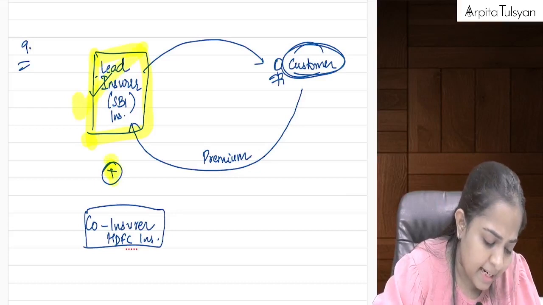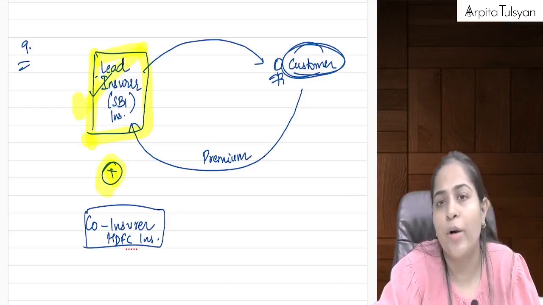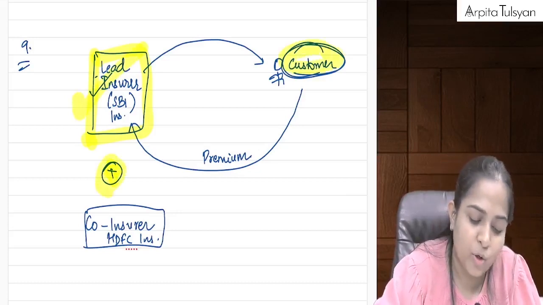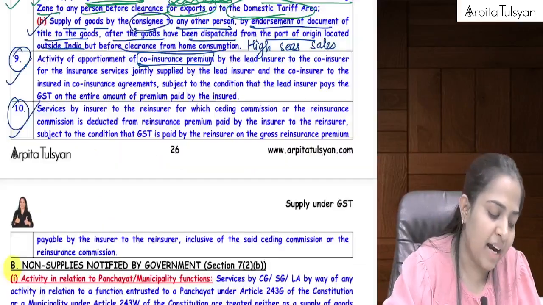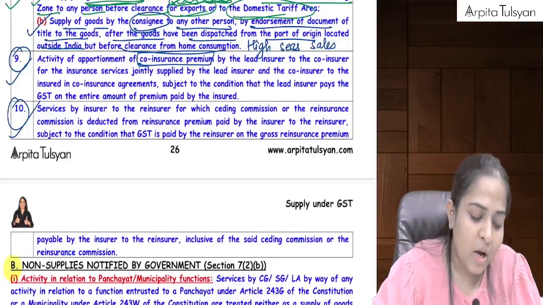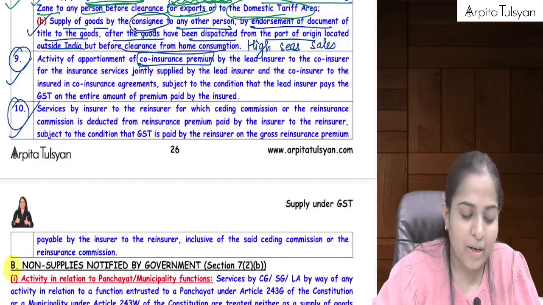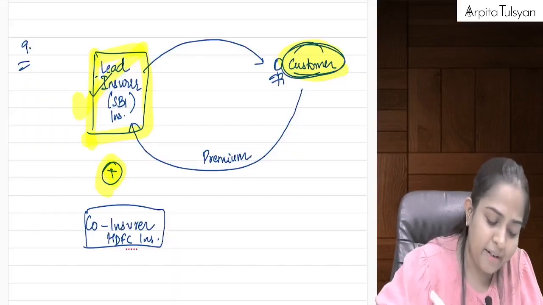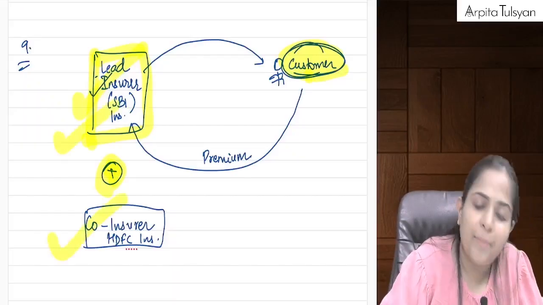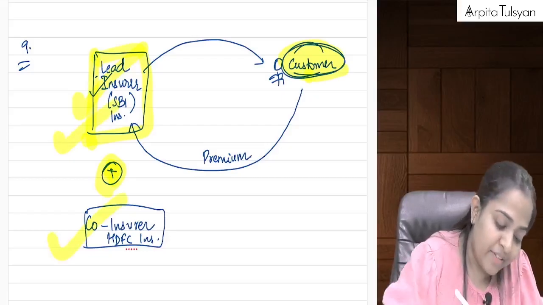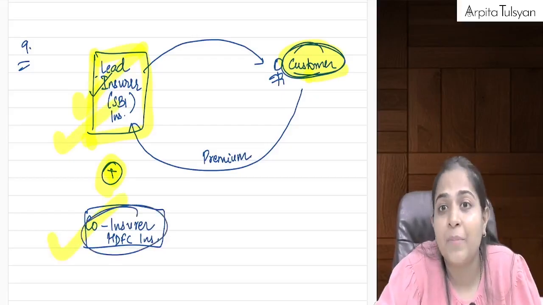Okay, and then there is another insurance company called the co-insurer. They will together safeguard this particular customer. Now listen, please try to understand. Can we say both of them are now liable to the customer? So can we say even the co-insurer is taking some risk?